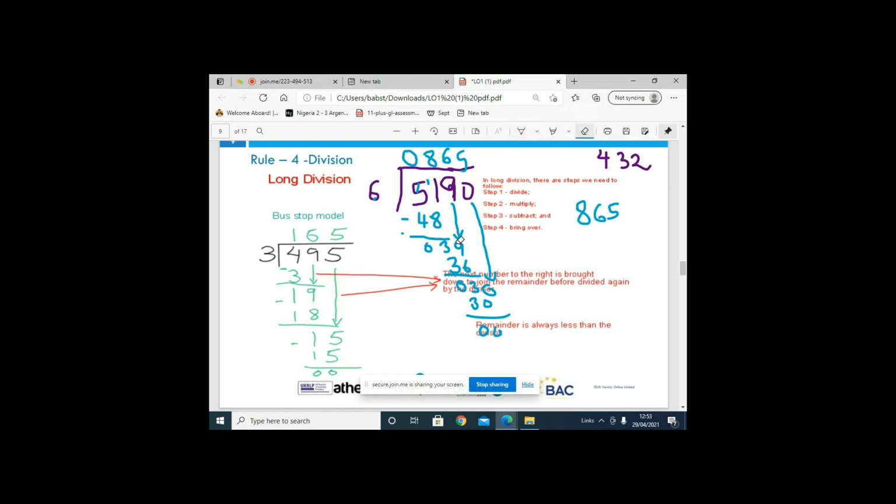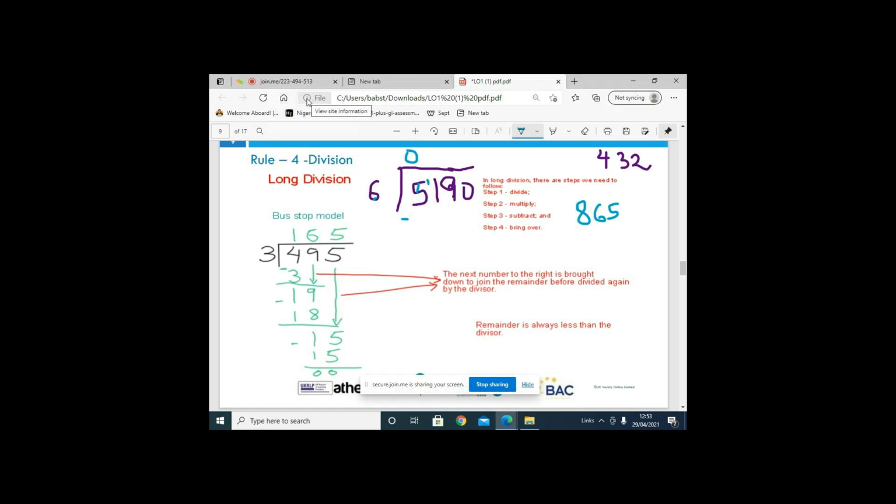Okay, let me start from the beginning, so that you can follow. So how many 6s can you find inside 5? No, it's 0. That's why I put 0 there. It's impossible. Then how many 6s can you find inside 51?